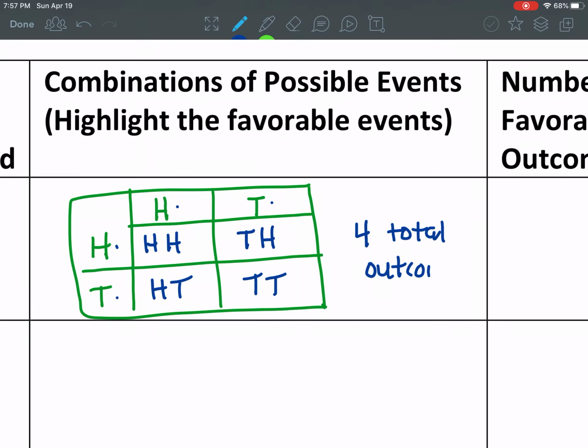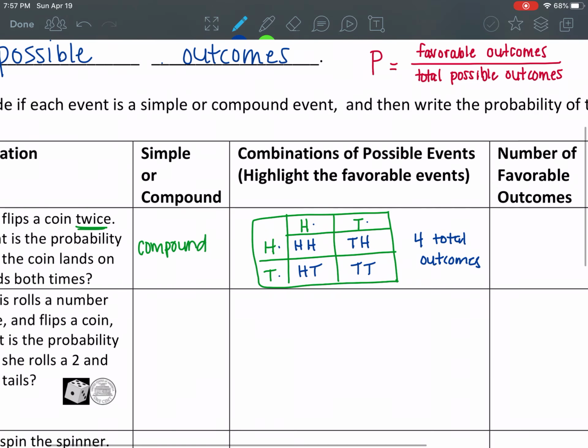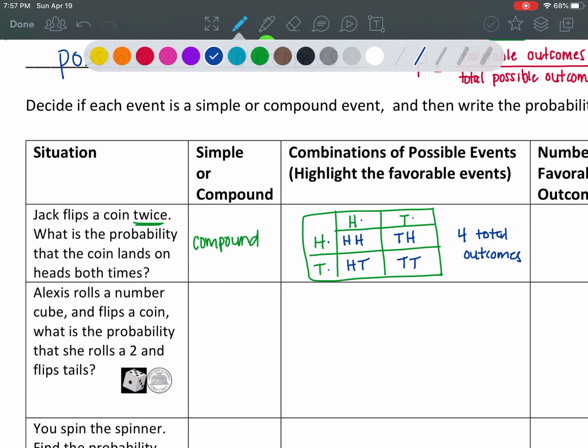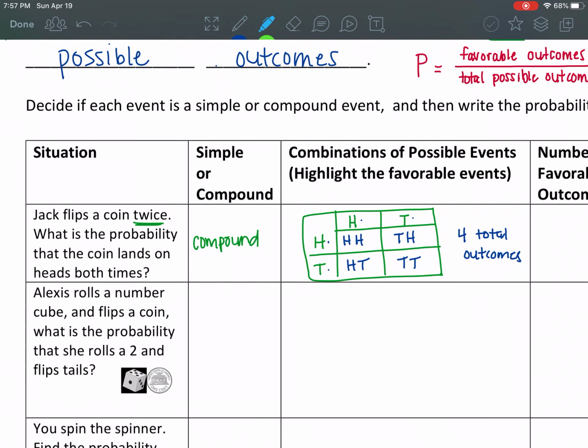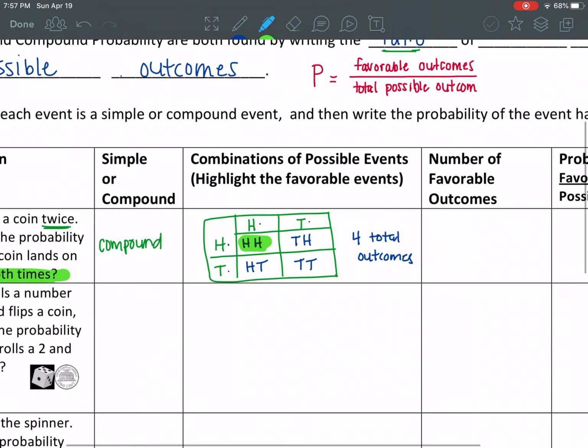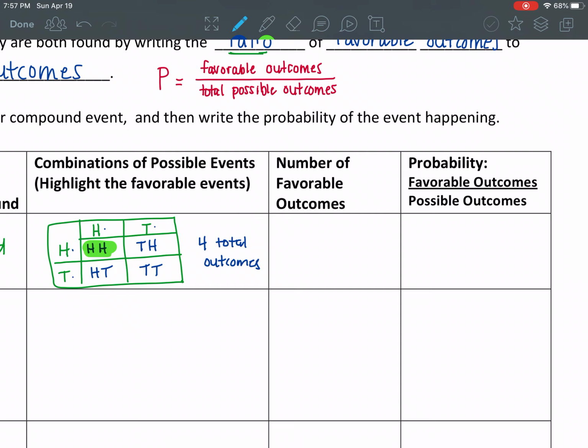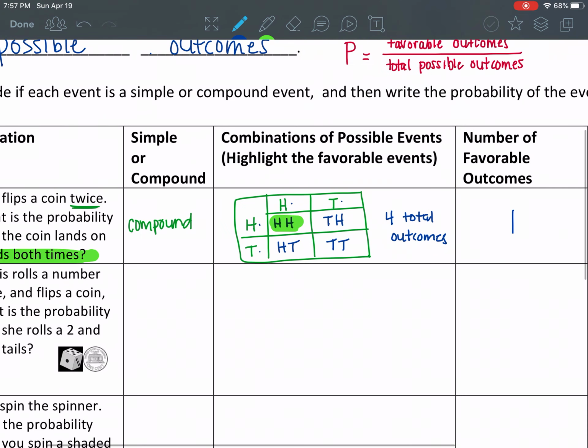Okay, so the probability it's asking is what is the probability of the coin landing heads both times? Well, heads both times is right here. So we just have one favorable outcome, and that is 1 out of 4. Or we could also say that is 25%. Okay? Let's try the next one.